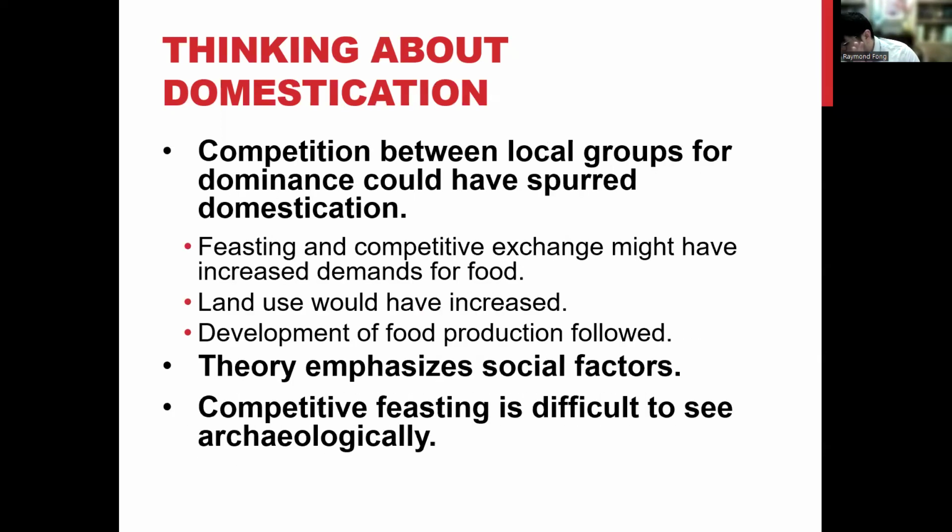However, there is also something else called feasting competitive exchange, which is competition. Which is when competition between local groups with dominance may have spurred domestication. Feasting competitive exchange might have increased demands for food. Land use would have increased, and development of food production followed. So let me break that down for you. That's basically different groups of people flexing on each other.